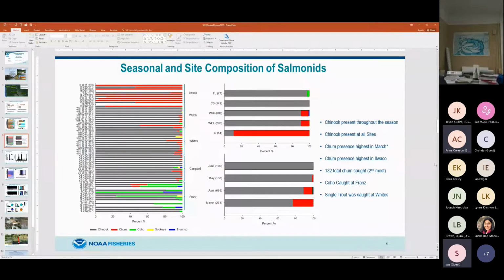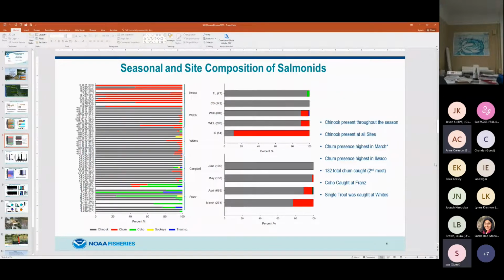Owako, we traditionally will catch more chum than any other site. And this year we saw that the most chum we saw was in March. Typically that's in April and May. And this year we also saw the most Chinook in April, and that's typically in May. So everything was a month earlier on a few of those highest densities for the species.